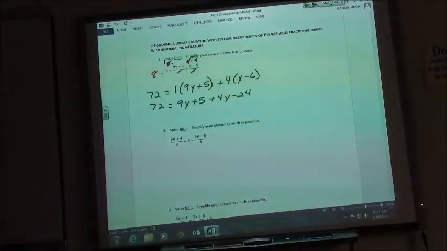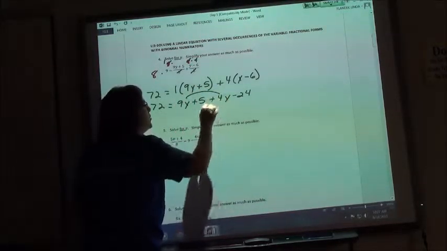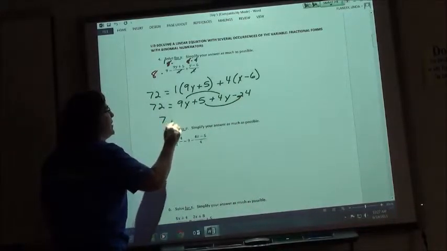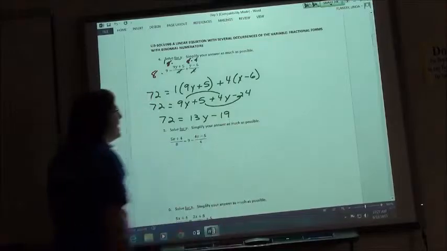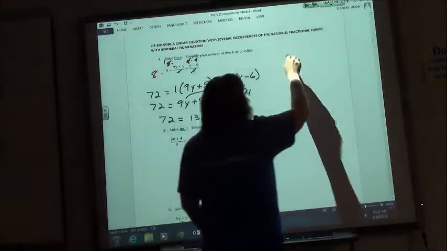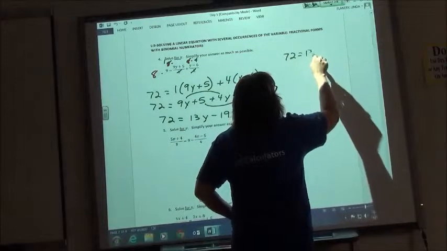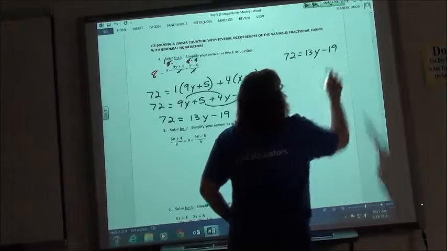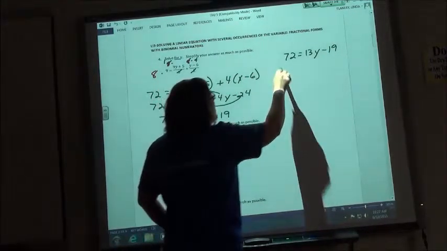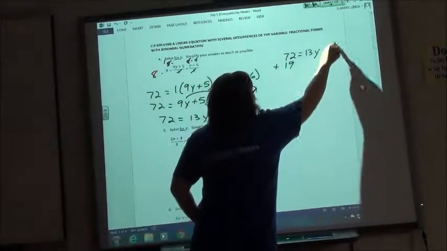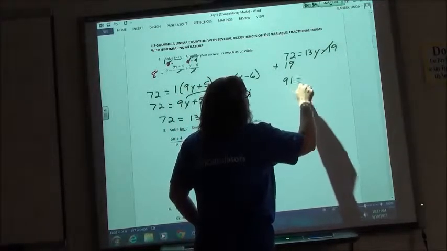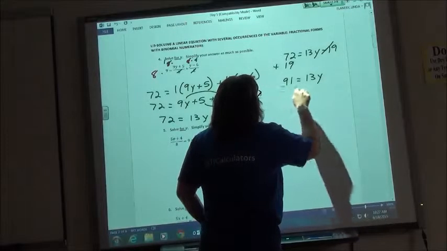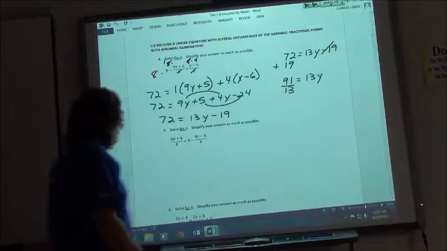Next thing I'd probably do is just go ahead and combine my like terms that are on the same side of my equation. So simplifying this, 72 is going to equal 13y minus 19 then. I'm going to rewrite that over here. So if I'm going to solve that, I have to add my 19 to the other side. So if I add my 19, 91 equals 13y, and then of course I'm going to divide by 13.